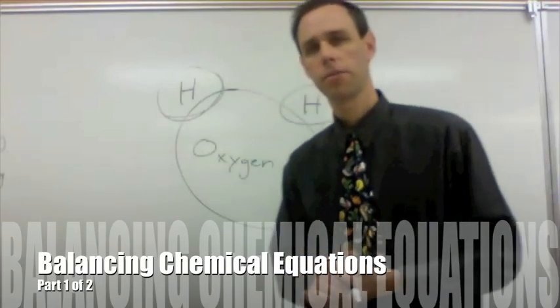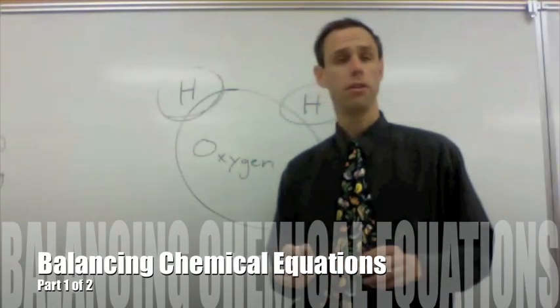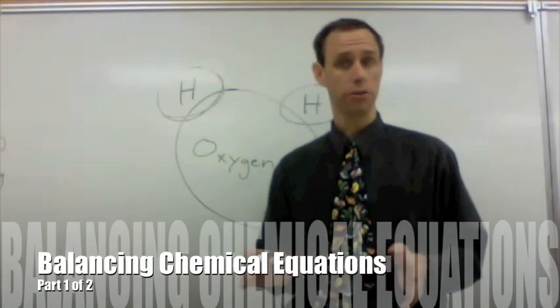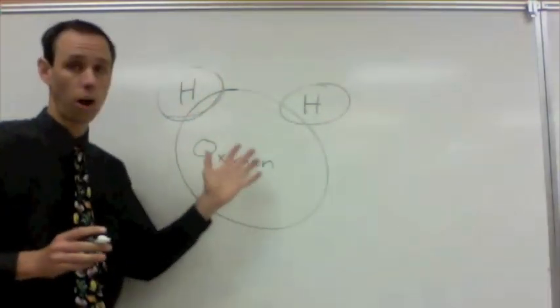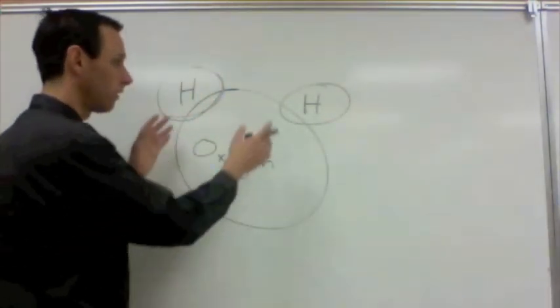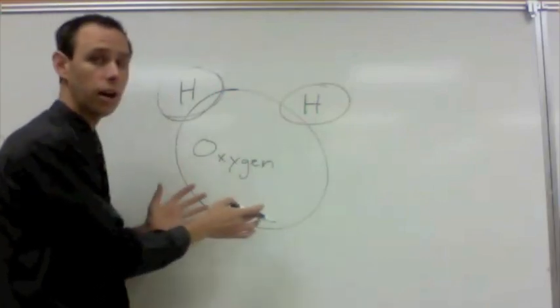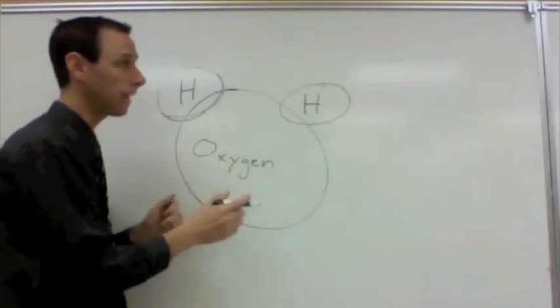We're going to balance some chemical equations. To do this, we need to understand molecules. So first, let me introduce a couple ideas. This is what a water molecule looks like. 2 hydrogen and 1 oxygen. Kind of looks like Mickey Mouse.